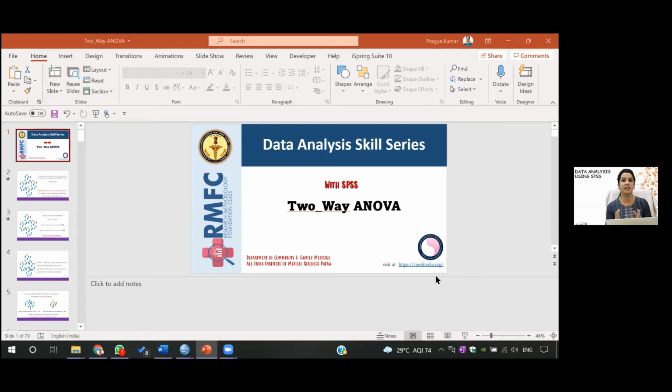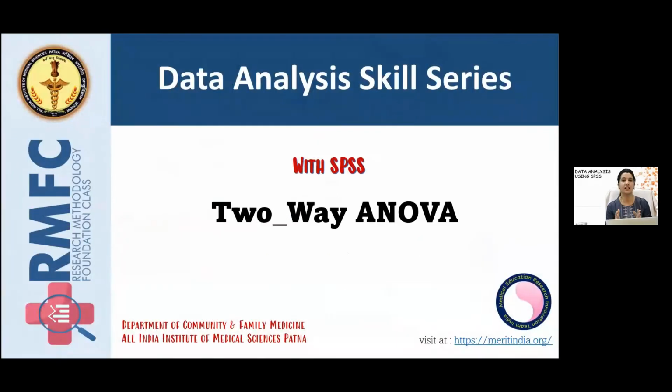You have gone through the One-Way Anova, where we used to compare a continuous dependent variable across more than 2 categories. Like if you want to compare systolic blood pressure across race, which has 3 categories, then in that case we used a One-Way Anova.